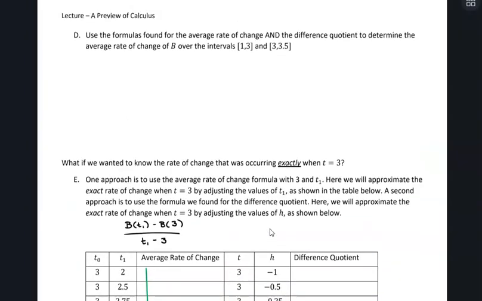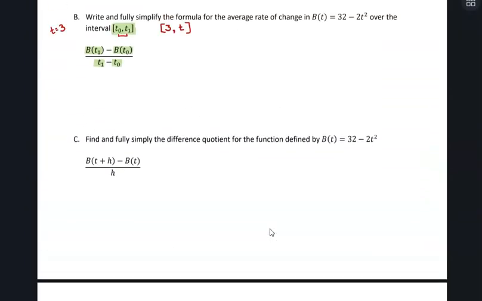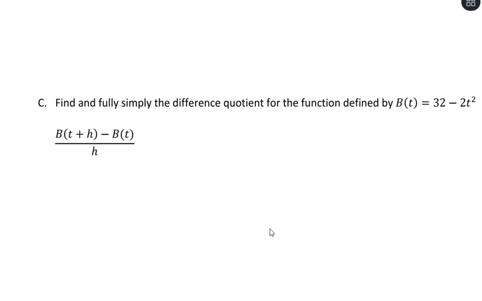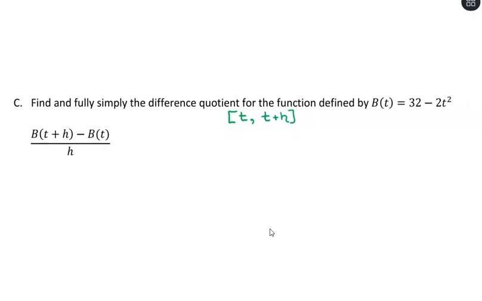So for difference quotient, let's go back up here to part C, where we have our formula for difference quotient. And with this, what we're doing is our interval is basically having a value for t, and then t plus some distance away. So that's what h is representing here. There are different ways to explain it, but how my mind kind of grasps it is like h is a distance away from t.